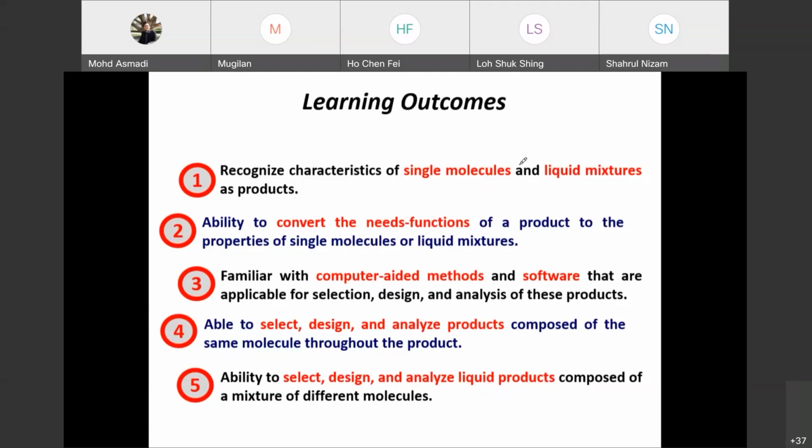Be familiar with computer-aided methods and software for the selection, design, and analysis of products. Able to select, design, and analyze products composed of the same molecule throughout the product, and the ability to select, design and analyze liquid products composed of a mixture of different molecules. This we call mixture or blend products. This is the outcome when you learn this topic.